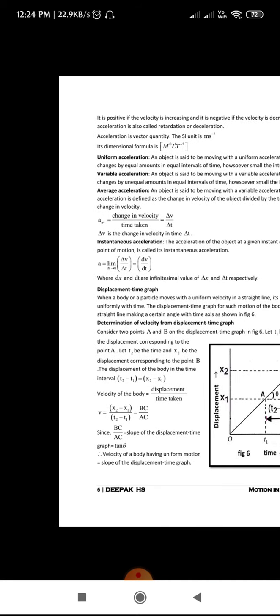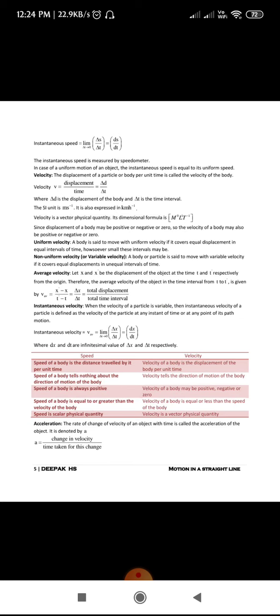Okay, so just go through the difference between speed and velocity, and go through acceleration. Just go through it for a few minutes.